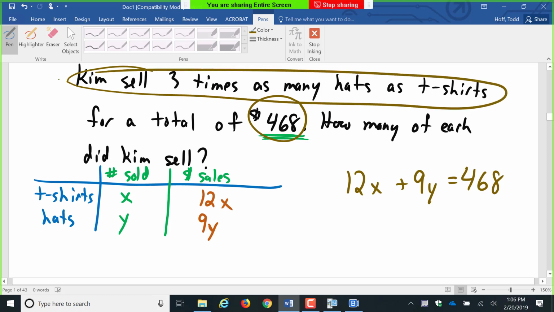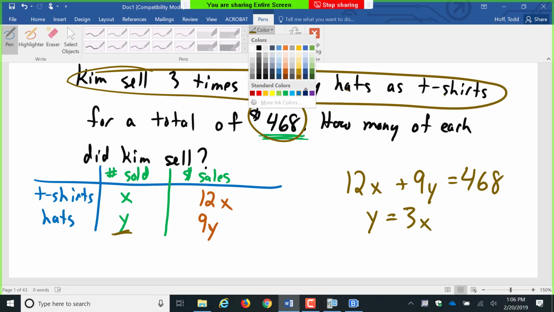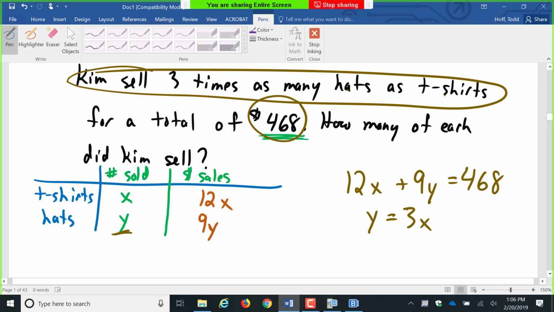Kim sells 3 times as many hats as t-shirts. So hats is Y. Hats equals 3 times the t-shirts, right? So hats is Y equals 3 times X. So you gotta be very careful with that one. Well, here's one I'm not even gonna try to argue for elimination, for addition. This one's definitely a substitution problem.